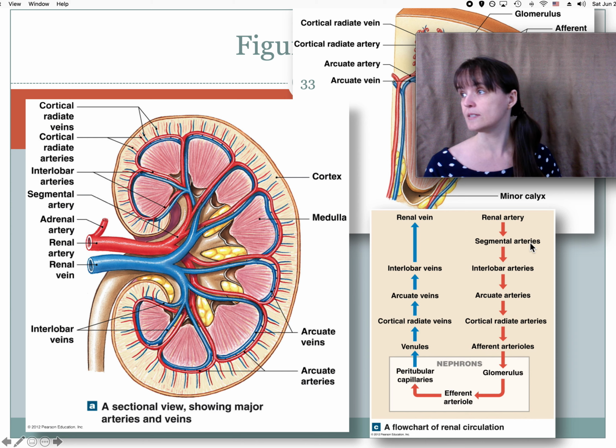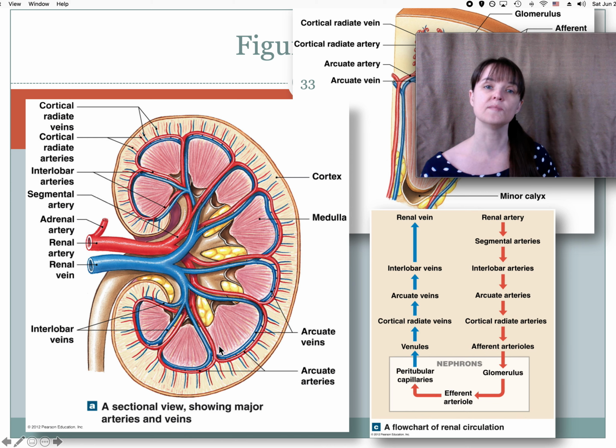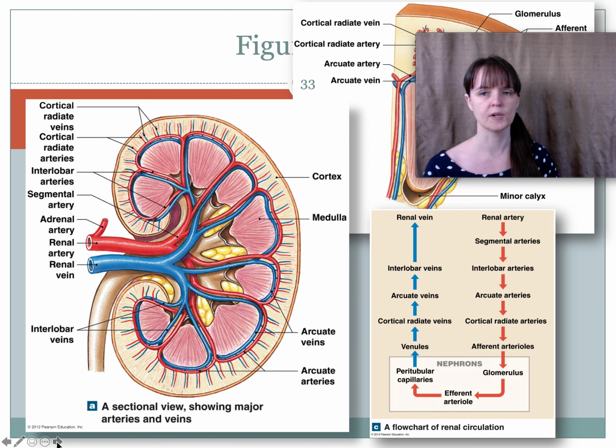Renal artery, segmental arteries, interlobar, arcuate, cortical radiate, afferent arterioles, glomerulus, efferent arterioles. Peritubular capillaries are in the cortex; in the medulla we have the vasa recta. Venules, we don't have any venules on here that we're learning. And then the cortical radiate veins, arcuate veins, interlobar veins, skip segmental, straight to renal vein. Both lecture and lab material, except venules. We don't have venules in the lab.